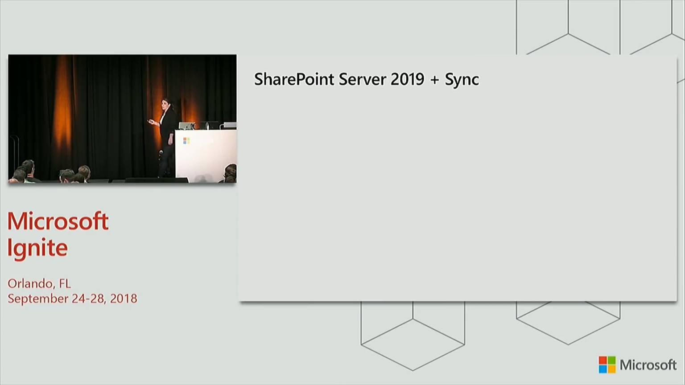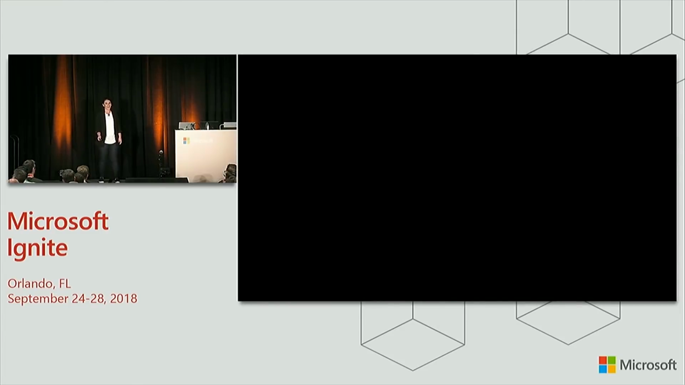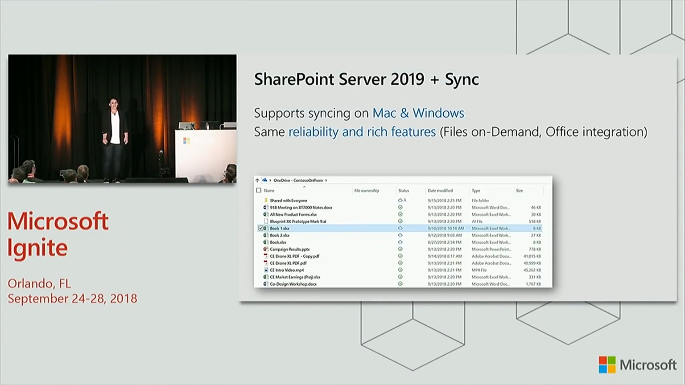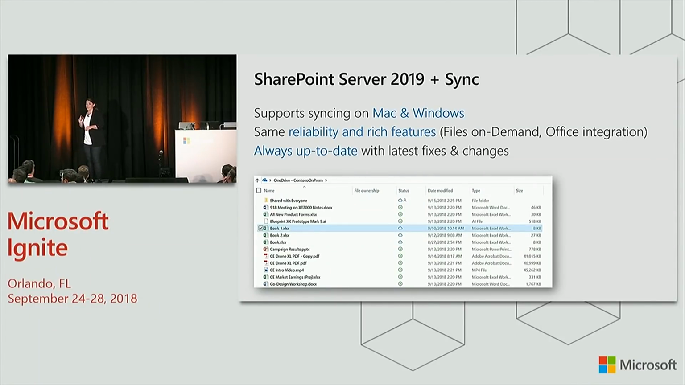So with SharePoint 2019, you can use the modern sync client to sync on both Mac and Windows with the same reliability and rich features that you probably saw us demo against SharePoint Online or that you might have experienced already. For example, Files on Demand and the Office real-time collaboration are critical for a great user experience. In addition, the sync client will always be up to date, just like you're used to today, and so your users will continue to get our updates and fixes and have a great sync experience.